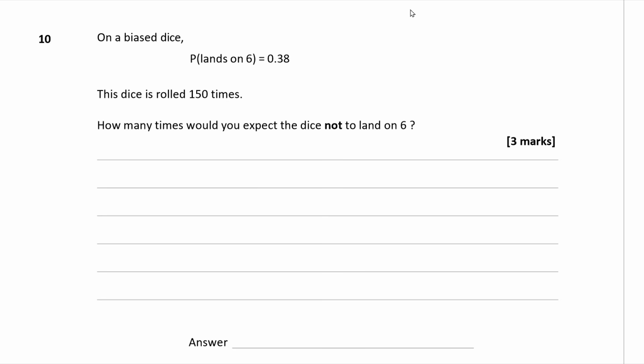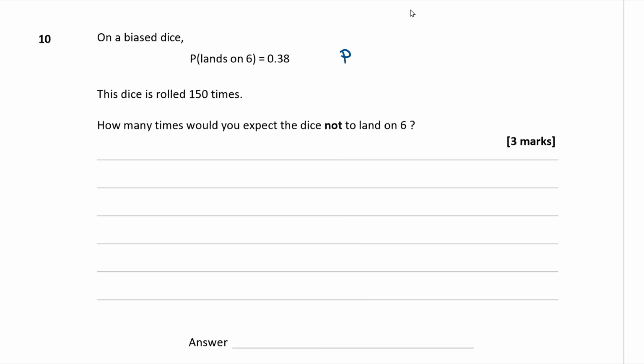How many times would you expect the dice not to land on 6? Normally the probability of landing on 6 would be 1 over 6, which is something like 0.17. So this is more than twice as likely to land on 6 than a true dice, so it's definitely biased. The probability that it lands on 6 is 0.38, but we want to work out the number of times it doesn't land on 6.